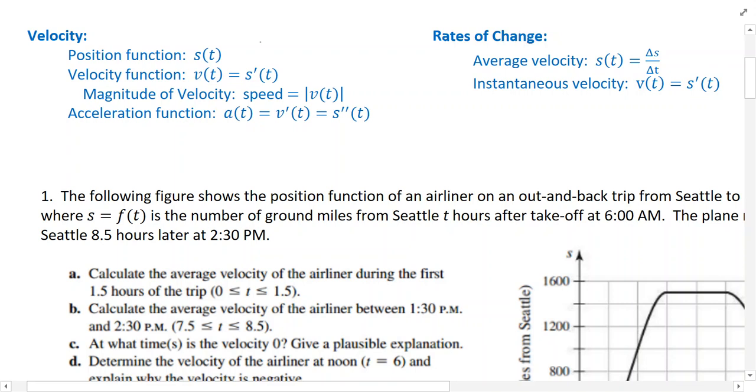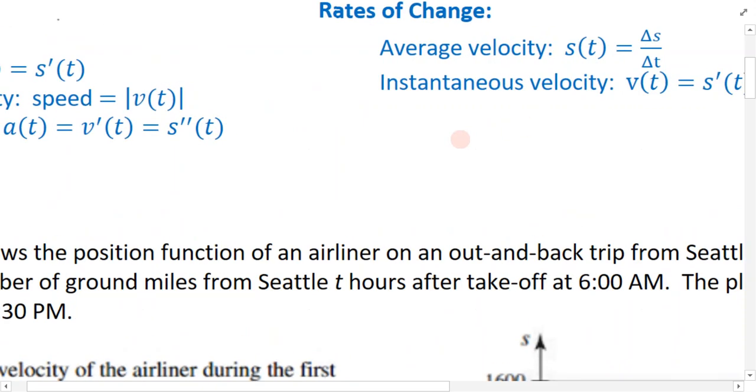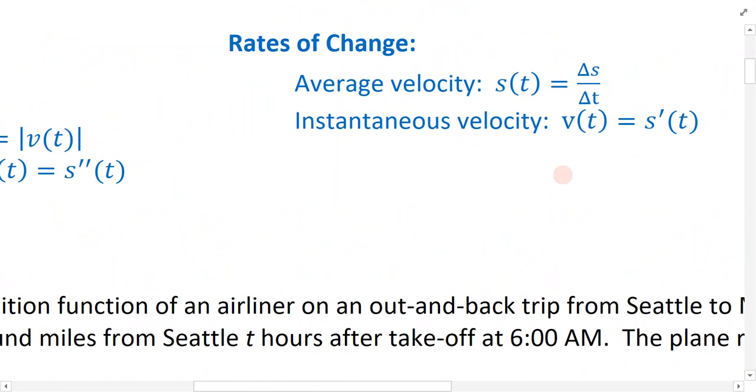We have two rates of change that we're going to look at. The first one would be the average velocity. Average velocity is dealing with the position function. And when we are thinking of that, we have this average change. In other words, it's the change of the position divided by the change of time.